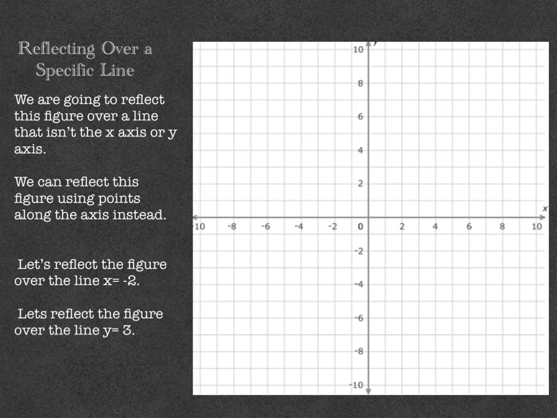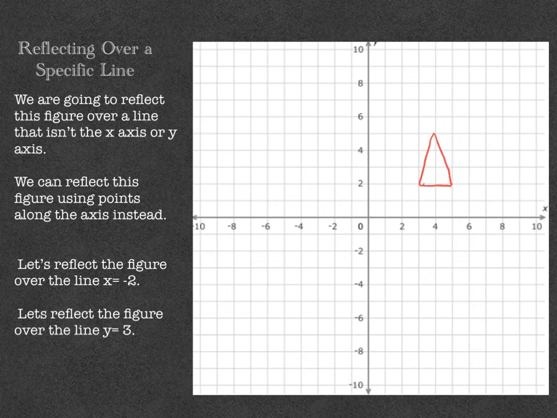All right, so the last thing for this lesson is that we're going to reflect a figure over a specific line. So instead of using X and Y, we can use specific lines on our grid. So let's start here by adding our figure. Let's draw a triangle over here. Let's make it kind of small so we don't overcomplicate. So there's our figure.